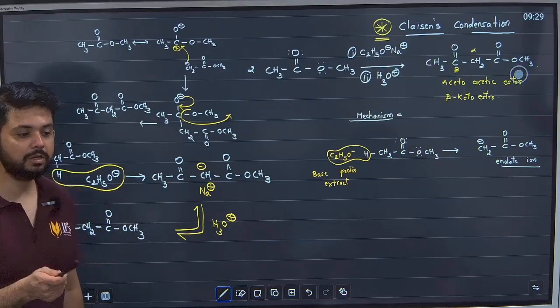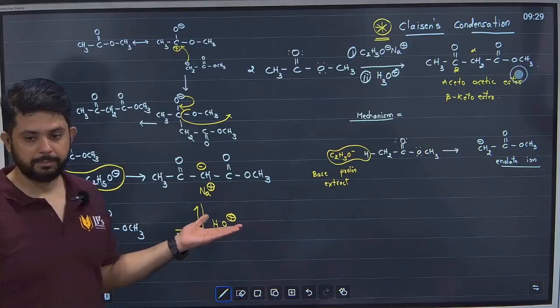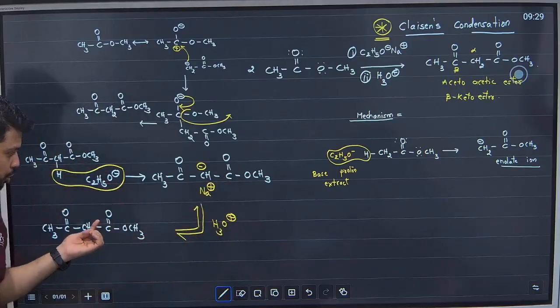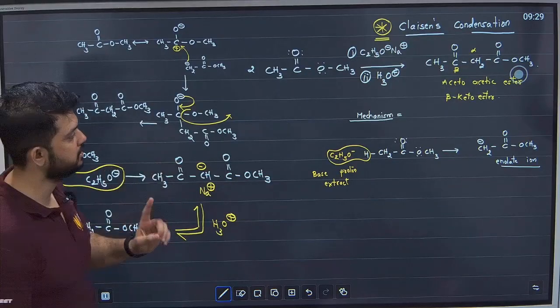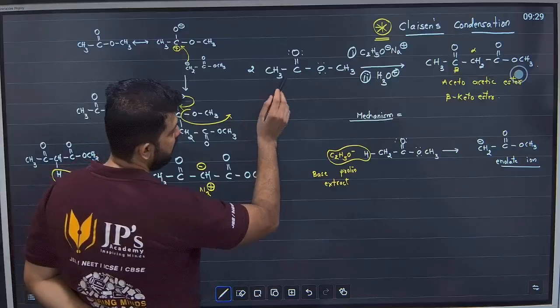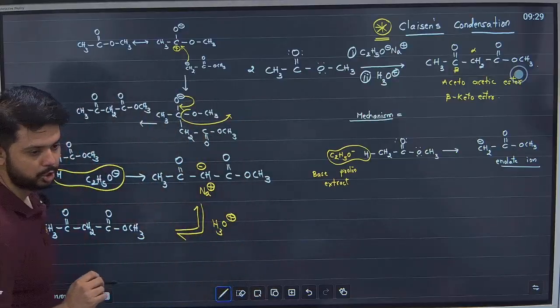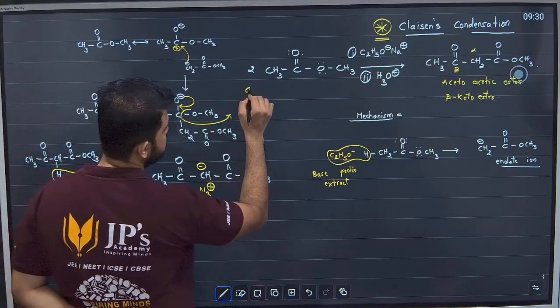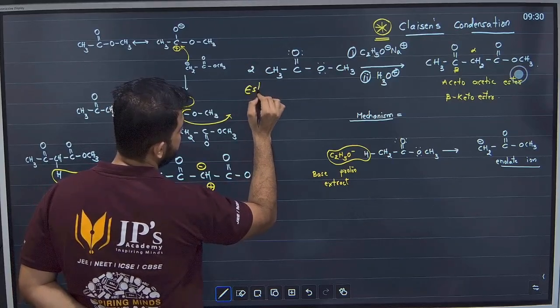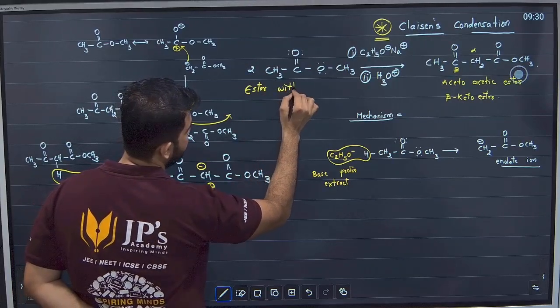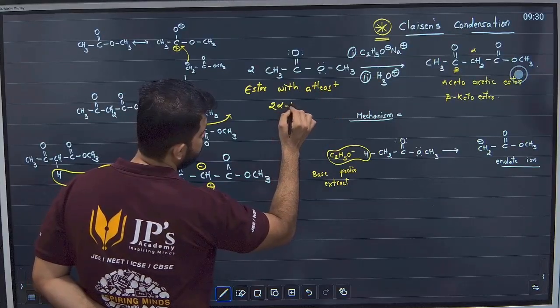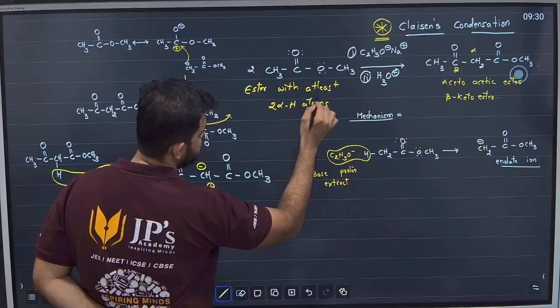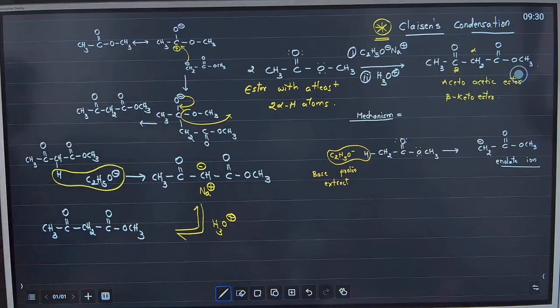If it's not a 2 alpha carbon ester, this equilibrium is not established, and that is why for Claisen's condensation we need an ester with at least 2 alpha hydrogen atoms. Okay, that is Claisen's condensation.